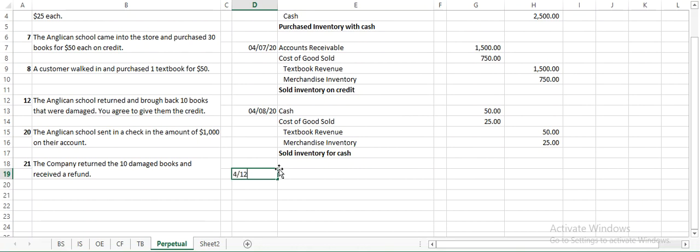The transaction on the 12th says that the Anglican school returned and brought back 10 books that were damaged. You agree to give them credit. Now, what's happening here is that of the 30 books they bought, they don't want 10 of them anymore, so they returned them to us. When they return something to us, technically it's not a sale anymore. So we have to reverse the sale from the books, and as they gave us 10 books back, we have to either put them on our inventory or throw them away.